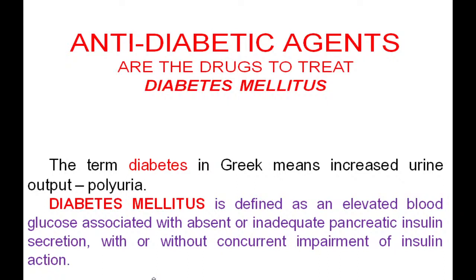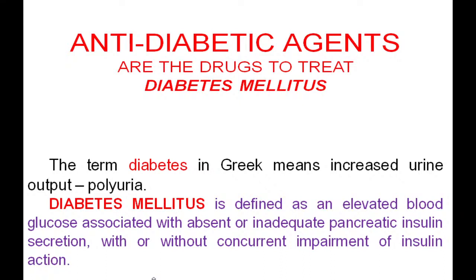You see, the theme is anti-diabetic agents. Anti-diabetic agents means the drugs to treat diabetes mellitus. Diabetes mellitus. The term diabetes in Greek means increased urine output, or polyuria. We distinguish diabetes mellitus and diabetes insipidus, but today we will discuss diabetes mellitus.